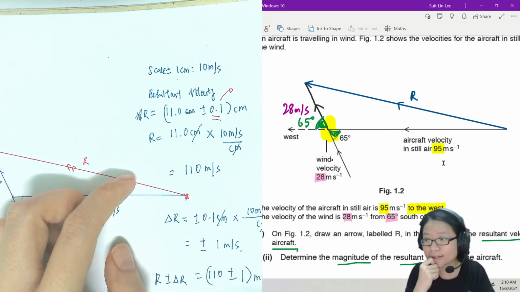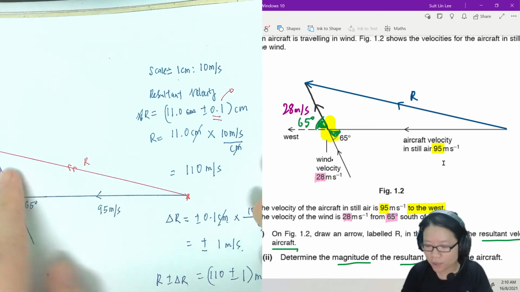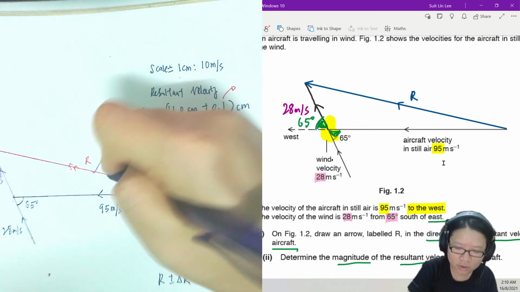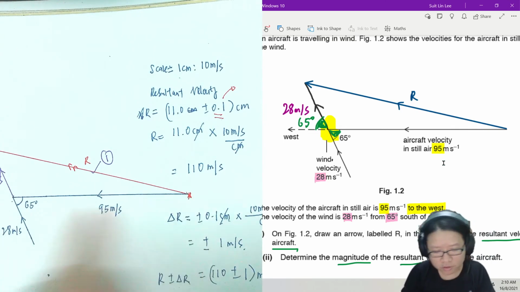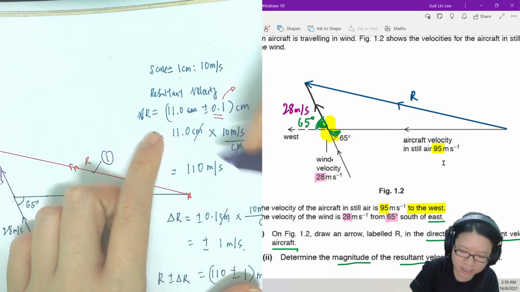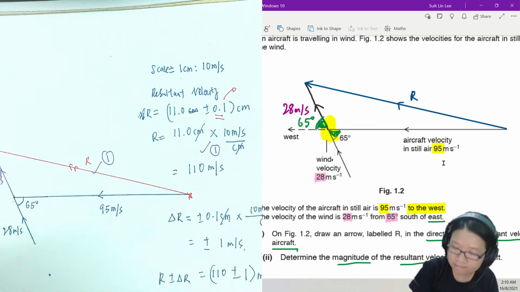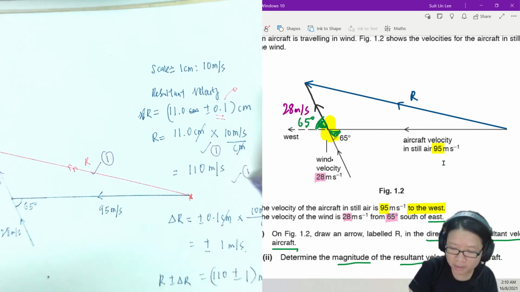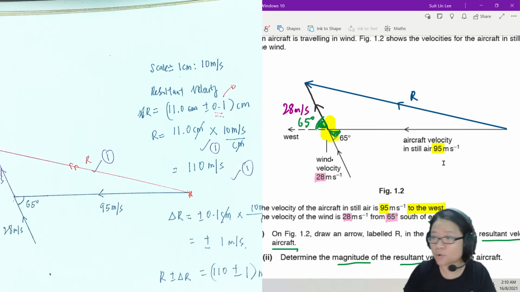I think it's okay. I think you already started, you have to draw R to get 1 mark. So if you draw R, you get 1 mark. If your scale drawing is labeled correctly and then you measure this, you get 1 mark. The final answer is 1 mark. So that means you are already halfway there.